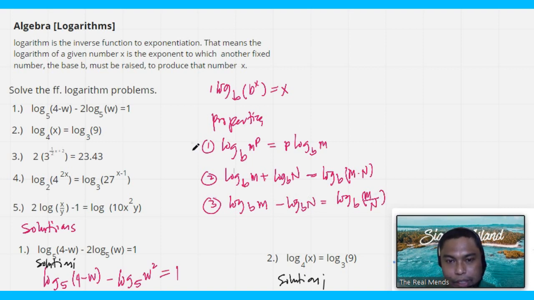So these properties are very important for you to solve many problems. So that's it for this topic, all about logarithms.